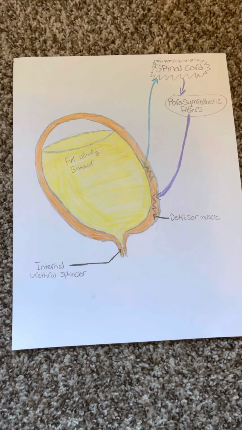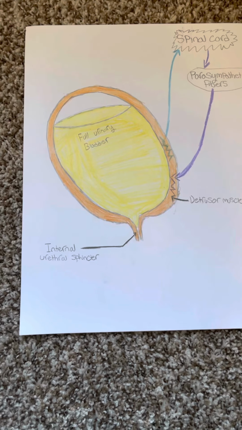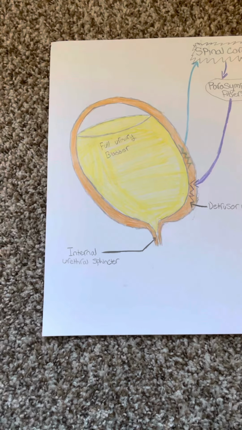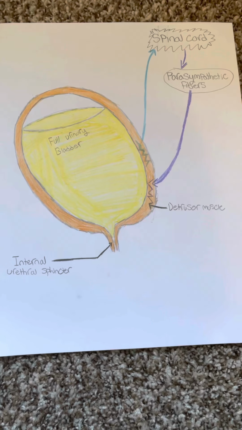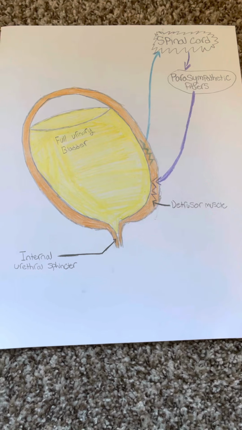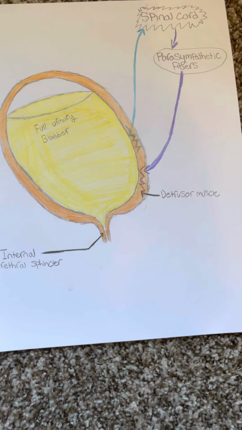The mucosa, which is the innermost layer, is made up of transitional epithelial tissue. And it also starts all the way at the minor calyx and goes all the way to the urinary bladder. So it has that layer all throughout, all the way to the urinary bladder.